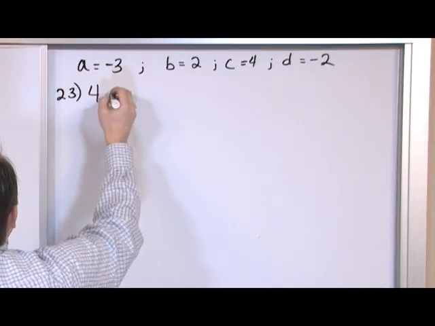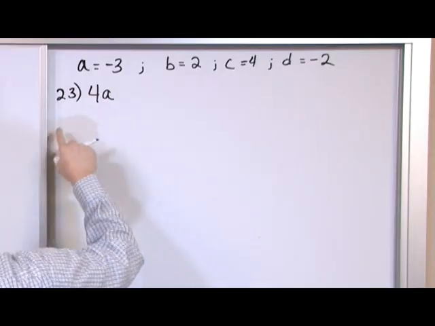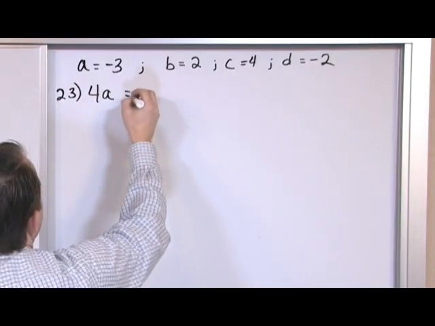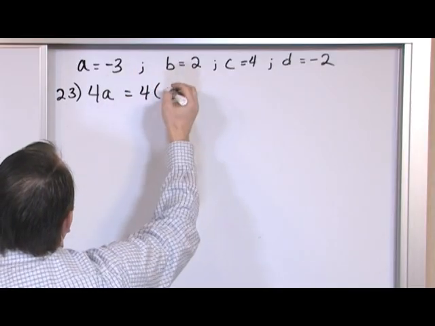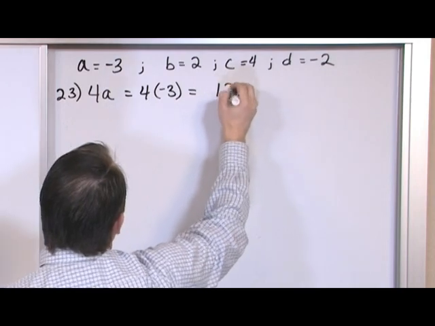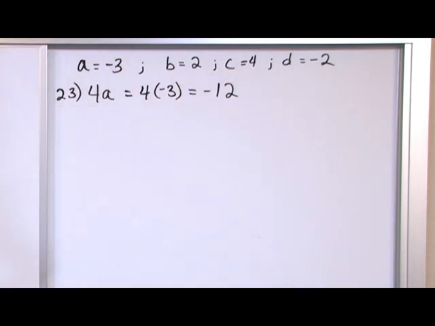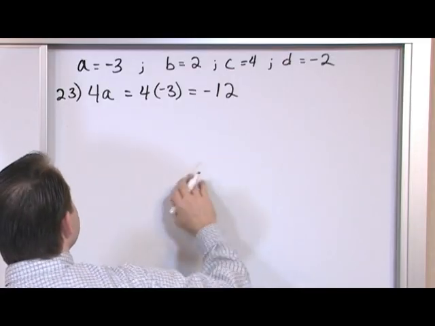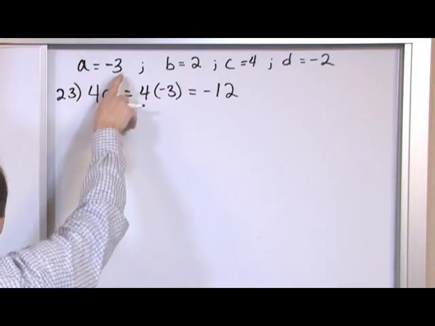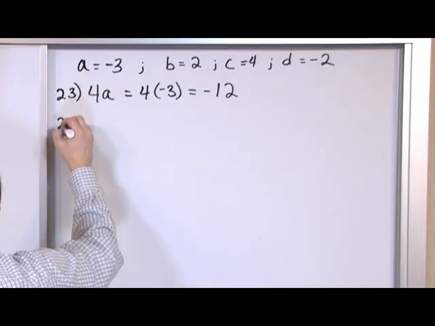So what would 4a be? When you say something like 4a, that means 4 times a because they're sitting right next to each other. So what you would have is 4 times a, which is -3. 3 times 4 gives you 12, and the answer is negative because these signs are different. So you see, nothing different from what we've been doing before. The only difference is we have to plug in the value of the letter that we have. That's what a variable is.